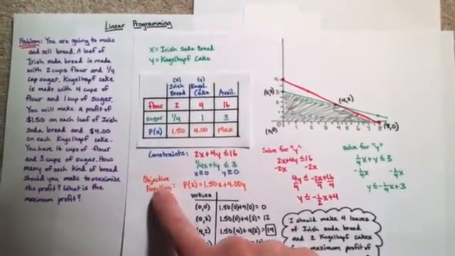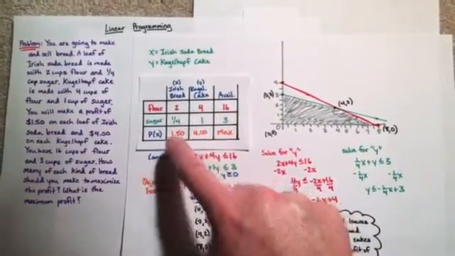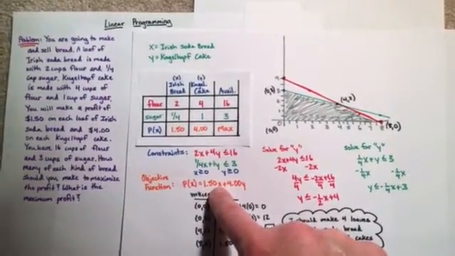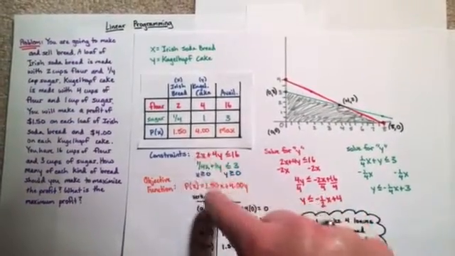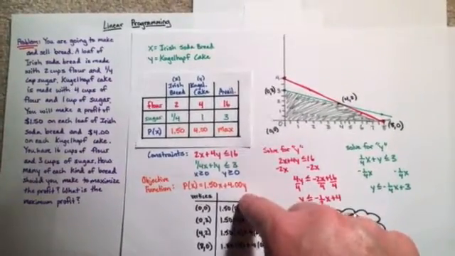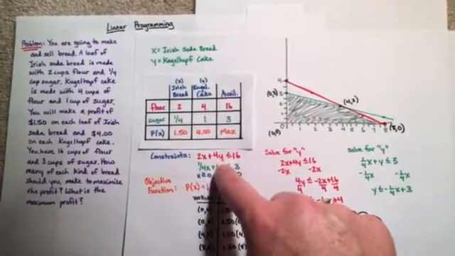The objective function we'll need later, but I went ahead and wrote it down because it comes from my table also. So $1.50 for however many Irish soda breads I'm going to end up making, and $4 profit for however many Kugelhof cakes I'm going to end up making. But in order to find x and y that are the proper amount, we first need to graph the constraints.